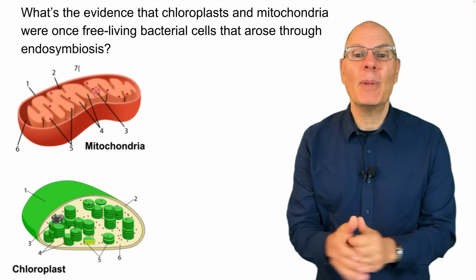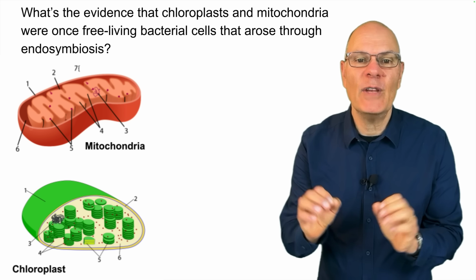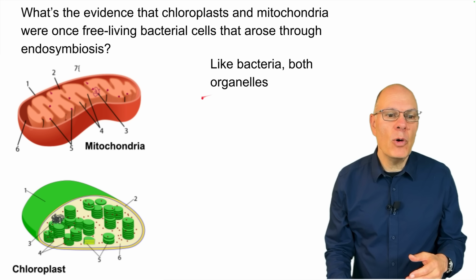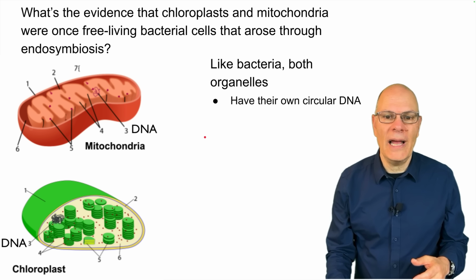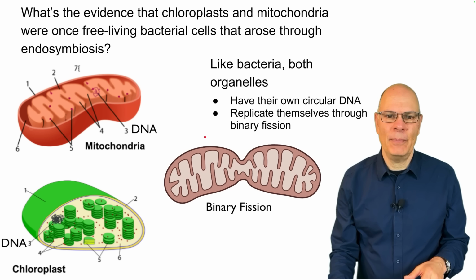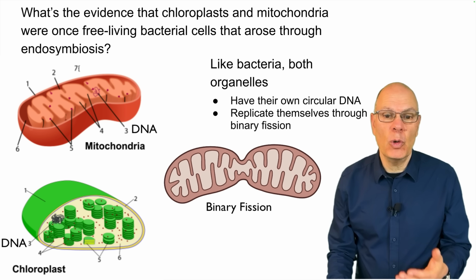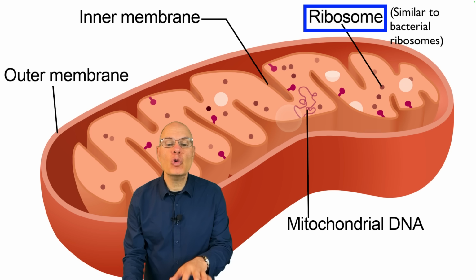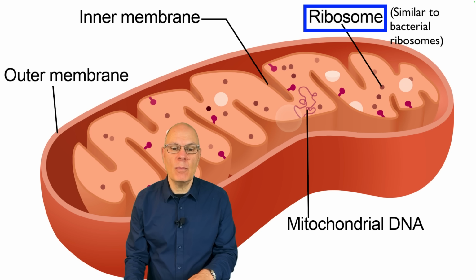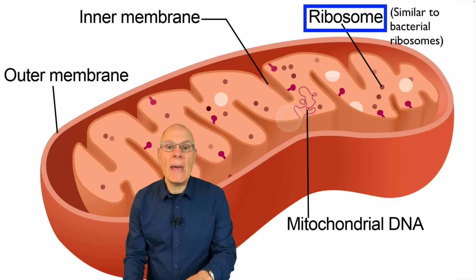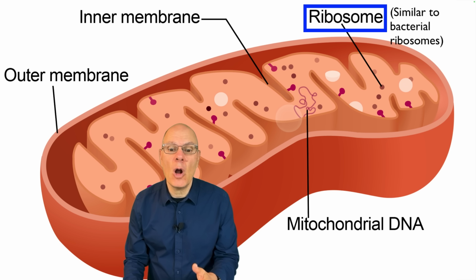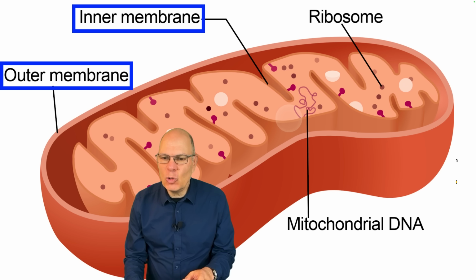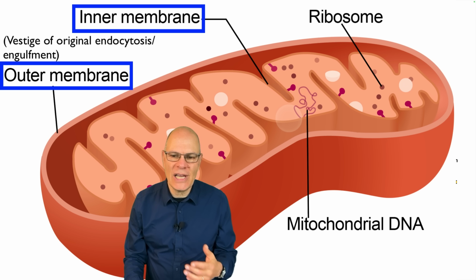What's the evidence that chloroplasts and mitochondria were once free-living bacterial cells that arose through endosymbiosis? Like bacteria, both of these organelles, mitochondria and chloroplasts, have their own circular DNA. They replicate themselves through binary fission. That's how prokaryotes replicate themselves. They use their own ribosomes to produce some of their own proteins. These ribosomes resemble bacterial ribosomes in terms of their rRNA sequence and structure, and they have two membranes. The outer one is a vestige of an endocytotic vesicle.